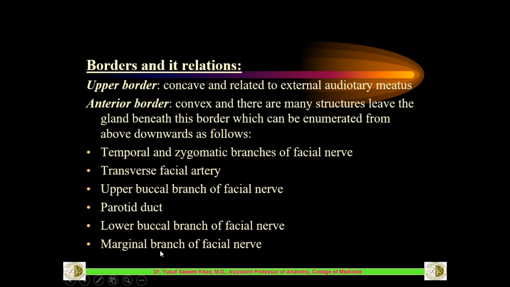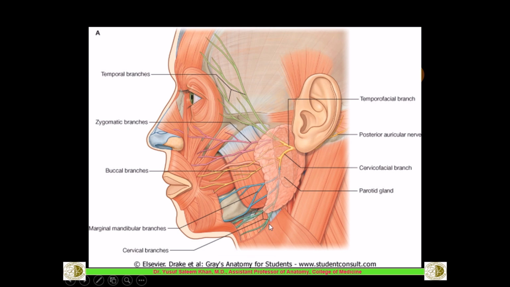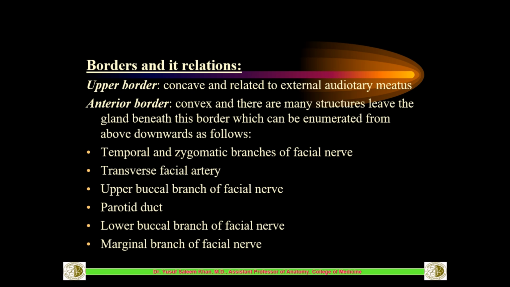Then we have the marginal branches of the facial nerve. Then there are also cervical branches which will be supplying the neck. So here will be the marginal mandibular branches of the facial nerve. These are some of the branches of the facial nerve which will be extending from the anterior border.